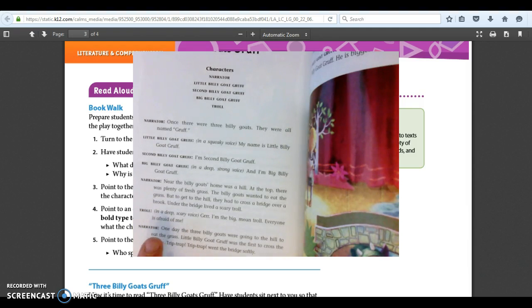Okay, learning coaches, I'm going to pause. If you need to reread the story to your student, you may do that at this point in time, and then we'll continue on.